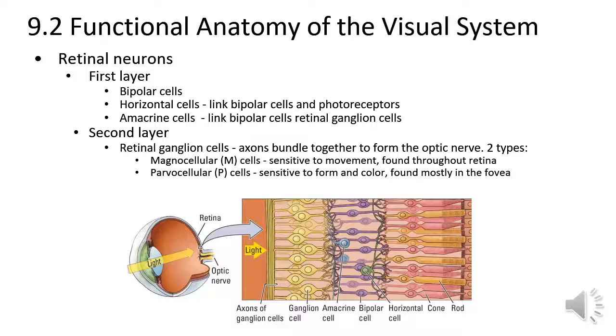There are two types of retinal ganglion cells: the magnocellular or M cells, which are sensitive to movement and are found throughout the entire retina, and parvocellular cells, or P cells, which are more sensitive to form and color, and are found mostly in the fovea.